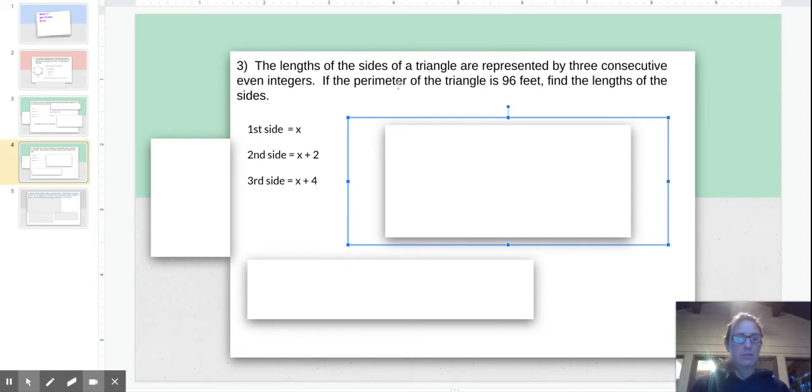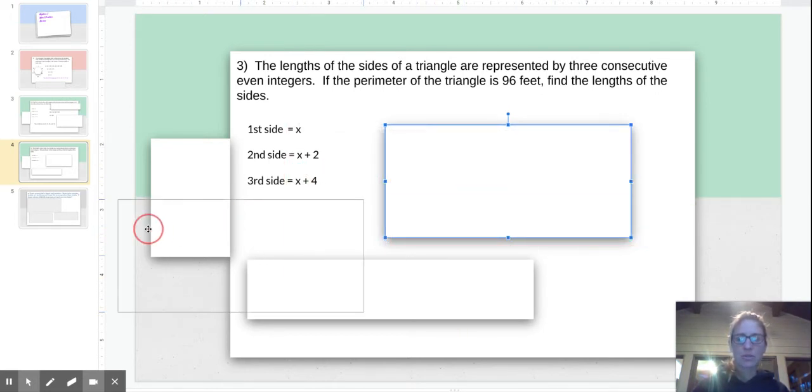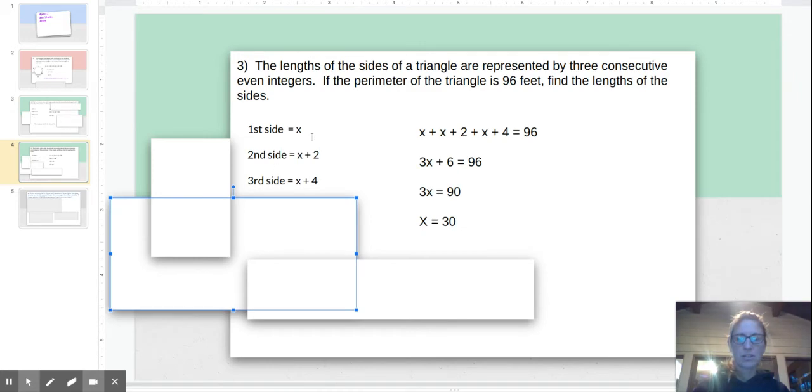But it's a perimeter problem. The perimeter of the triangle is 96 feet. So what do we do with perimeter? We take all 3 sides and add them up and set them equal to the perimeter. So x, x plus 2, and x plus 4 add up to 96. Put my x's together, put my numbers together. Okay, subtract 6 from both sides and I get x.